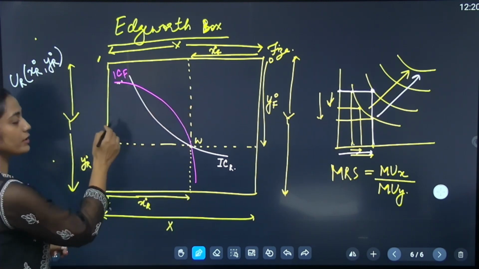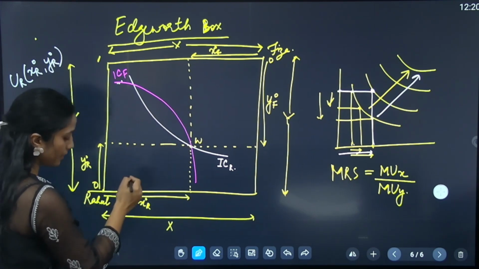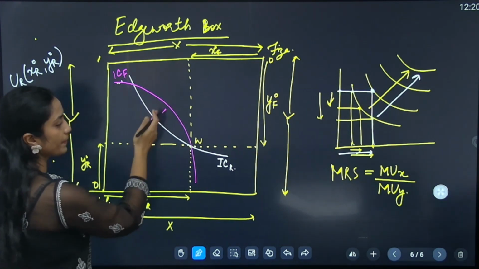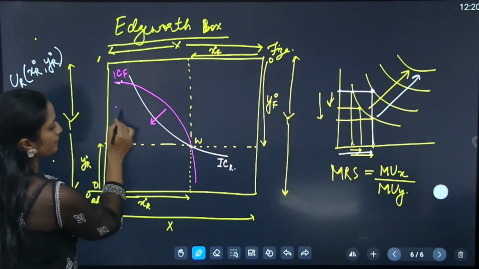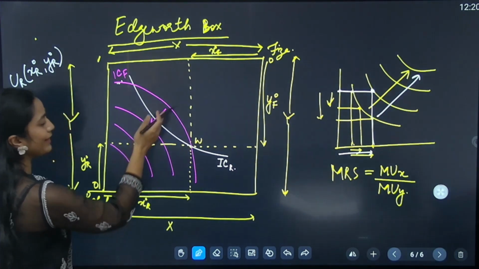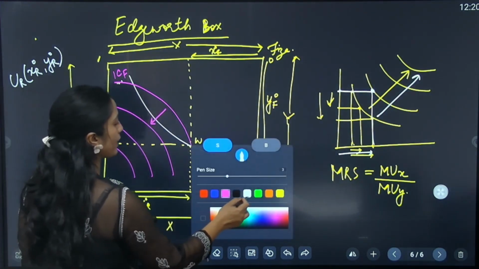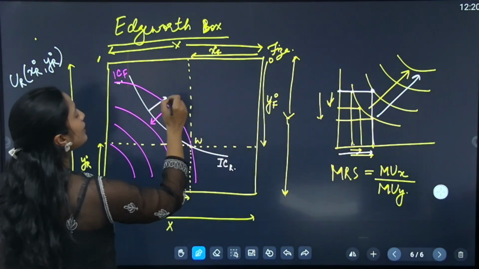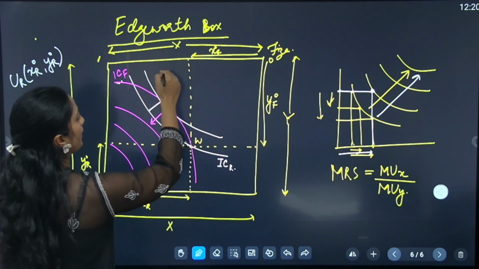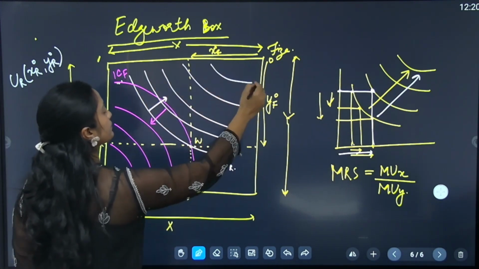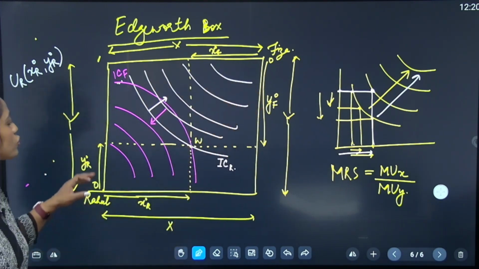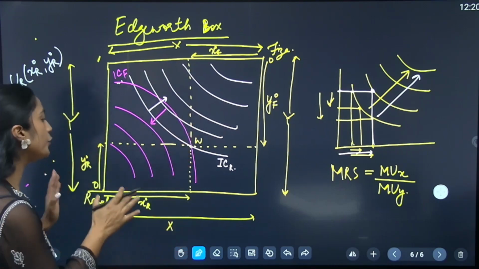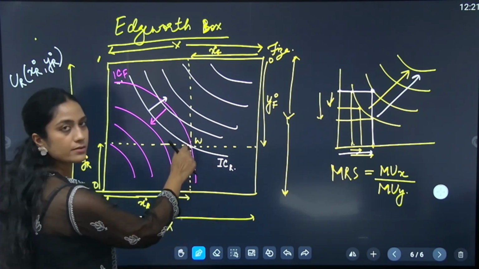You can now see that the utility of Fiza is increasing in this direction, right? The utility curves will be like this for Fiza, and for Rahul, they will be what we have as usual. So for Rahul, this will be the direction of increase of utility, and the curves will look something like this. All right. So this is the entire concept of the Edgeworth box, where you can denote the bundles.